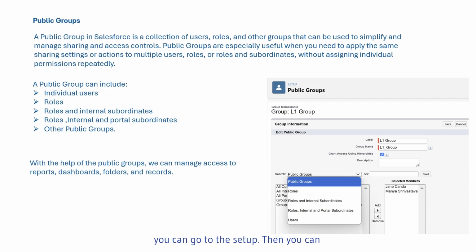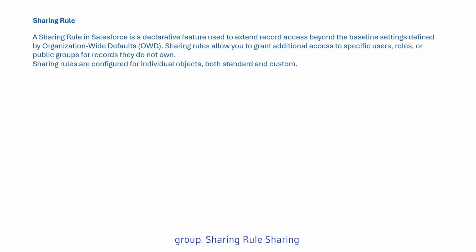Here is the way: you go to Setup, then search for public groups. You can create a new public group. This shows the options for what you can add in the public group. You can select any of these and then select the relevant groups, roles or users that you want to add in this public group.